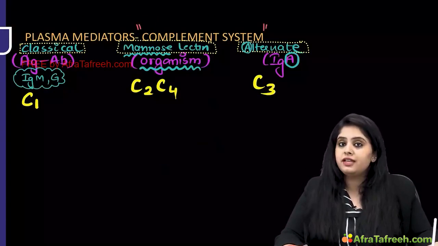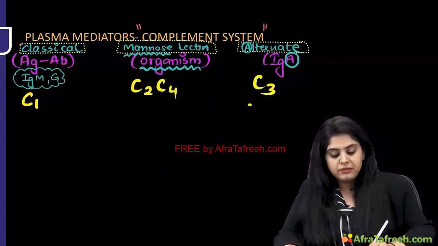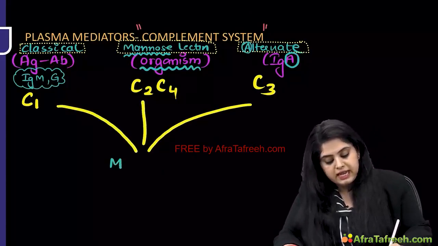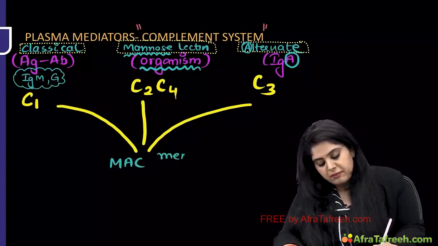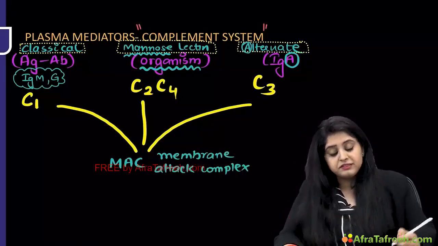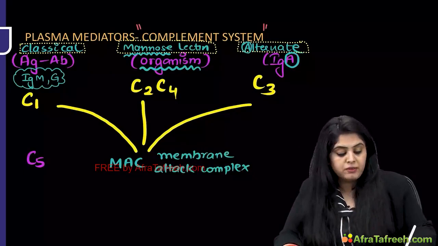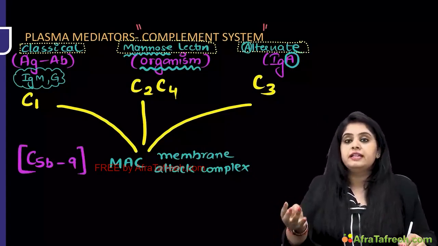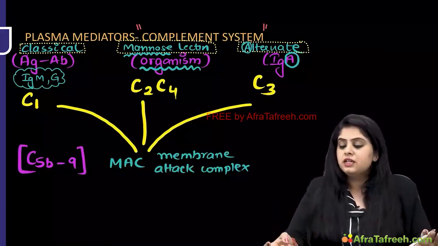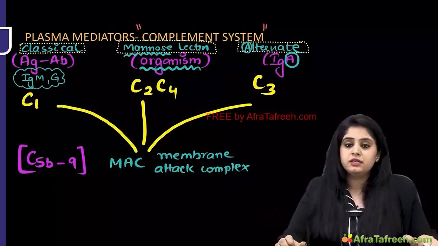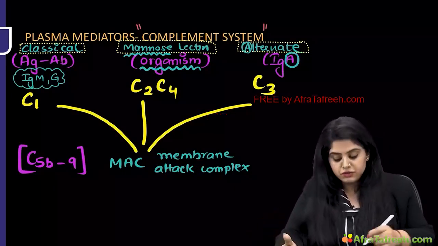But no matter where it started from, it is ultimately going to result in the formation of which complex in the end? In the end, it will result in the formation of the membrane attack complex, and its composition is asked. The membrane attack complex is C5b to C9, meaning 5b, 6, 7, 8, 9. Now you know in this pathway 3A, 3B, 4A, 4B, 5A, 5B, everything has an A and B in it. So can I make a list of what is the function of each?